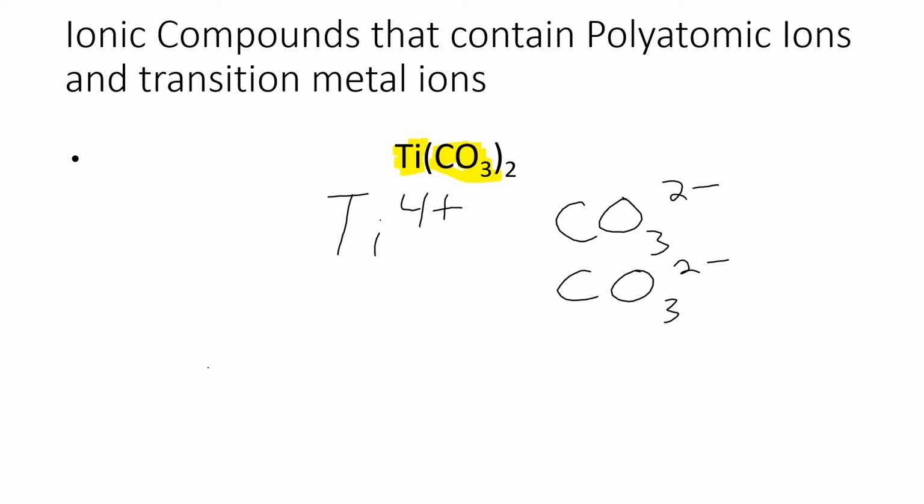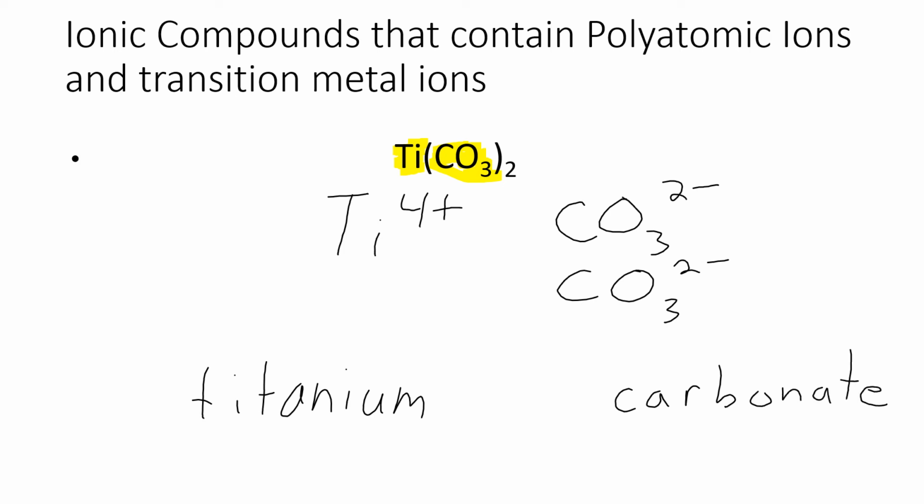Well, positive ion first. Let's get our titanium in here. Negative ion second, CO3 2-, that's the polyatomic ion that you have to have memorized. You have to know the name of that. That one is carbonate. And now, since titanium is a transition metal ion, I need to use a Roman numeral to indicate the charge. Titanium has a charge of +4, so I need the Roman numeral 4 here. Well, the Roman numeral 4 is IV.